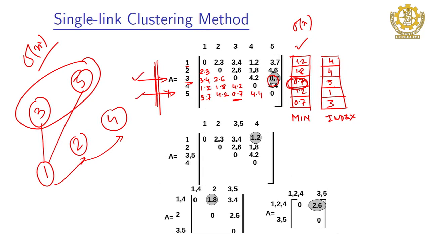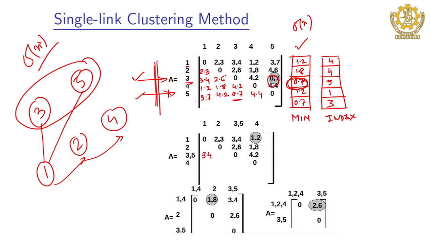Now, 3 and 5, what is the distance? 3.4 and 3.7. So, now what will be the distance from one cluster to the merged cluster 3 and 5? Obviously, the minimum, 3.4. So, instead of 3.7, we will write here 3.4. Why is it not written in the other half? Because we are only showing the upper triangular matrix, because it is a symmetric one.